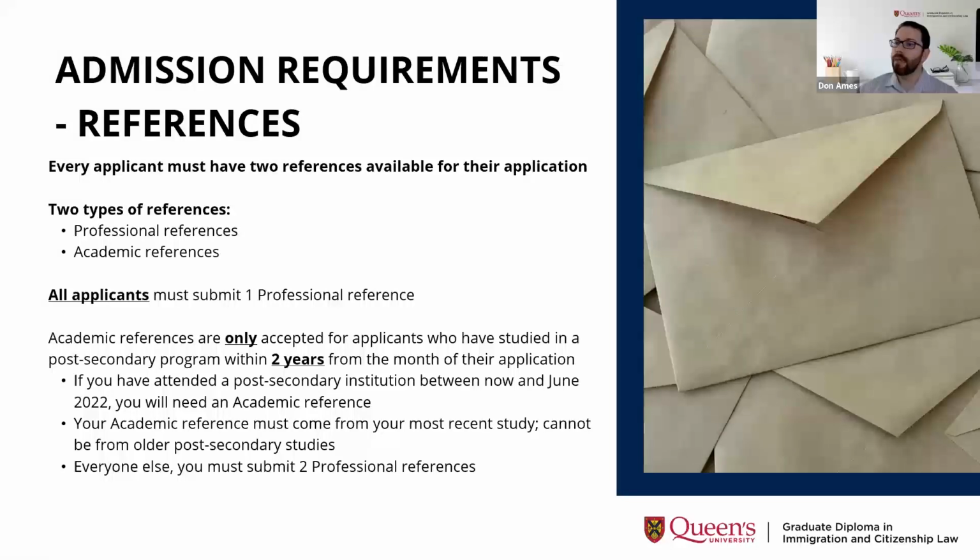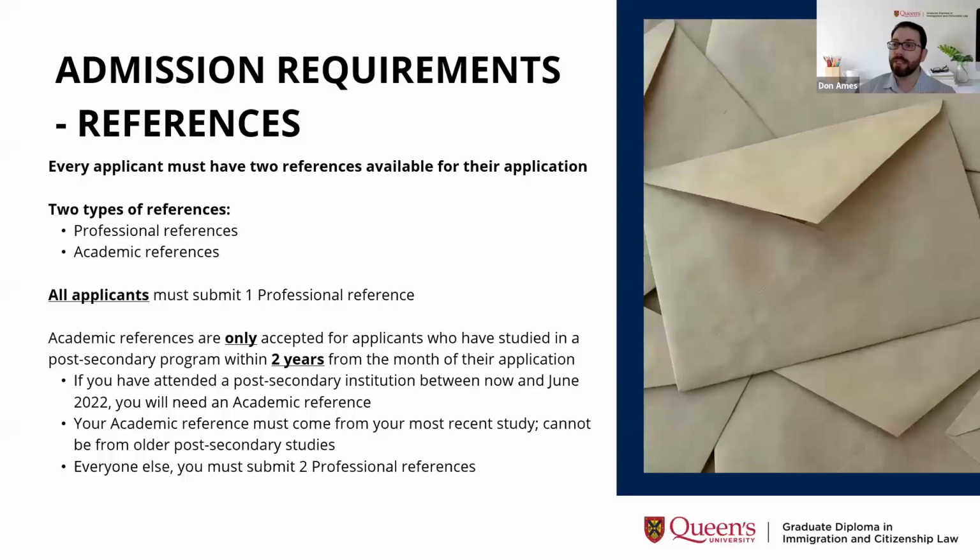All right, let's move on now to the second element that all applicants will need to provide for the admission review process, and that's references. Every applicant must provide 2 references with their application. And there are 2 different types of references. There's professional references and academic references. But it's key to note here that every single applicant must provide at least 1 professional reference. So that is a key component for all of our applicants. One of your references must be professional, and we'll cover what a professional reference is in the next slide.